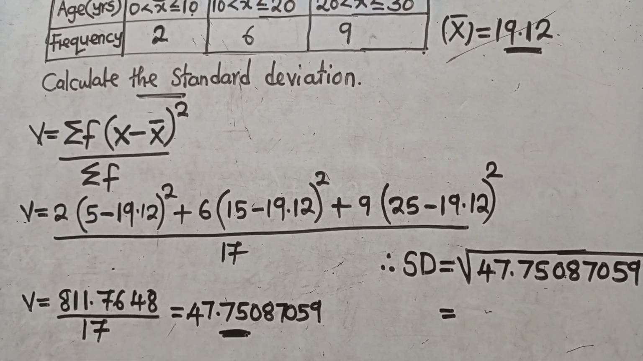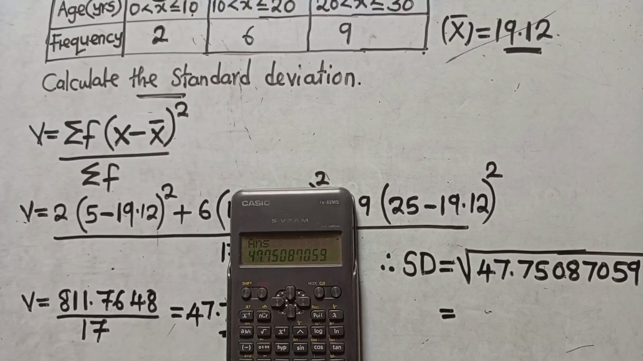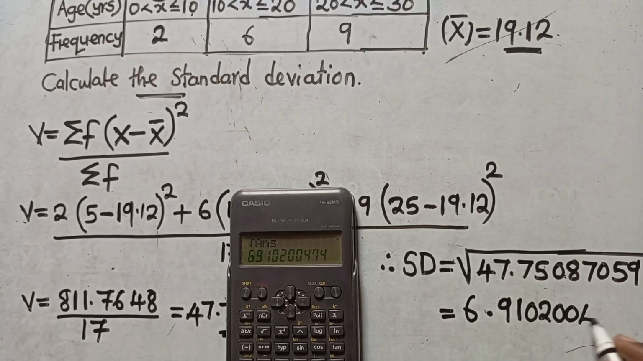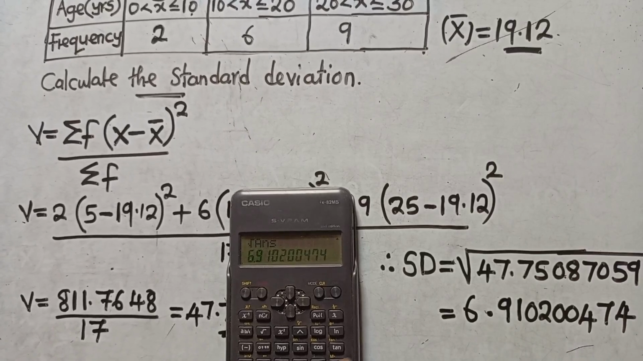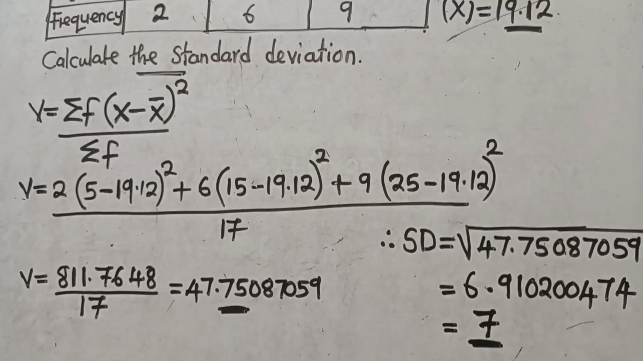This answer is already displaying on my calculator. I just press on that and say equals. The answer is 6.910200474. I'm getting this as the answer. So, therefore, standard deviation is equal to 6.91. That is the standard deviation. This is how you calculate a question in an exam. Just following these procedures, I guess you were able to follow. So this is what you are supposed to do.